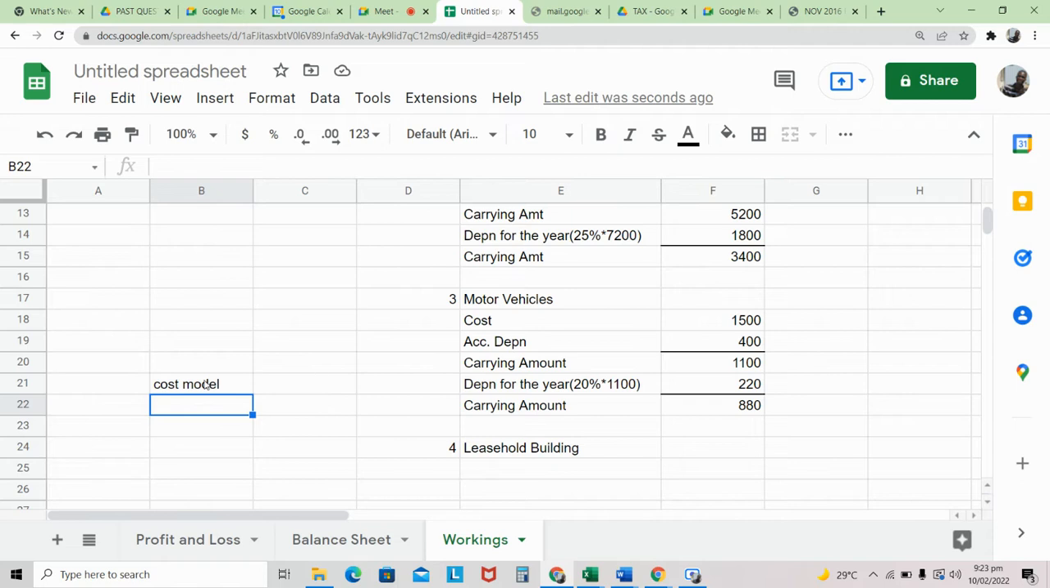If you use the revaluation model, it means every year you have to value the property. You have to find a qualified valuer to come and value the property. And whatever value the valuer arrives at is what will show in the balance sheet. So every year you have to update the value of the property.